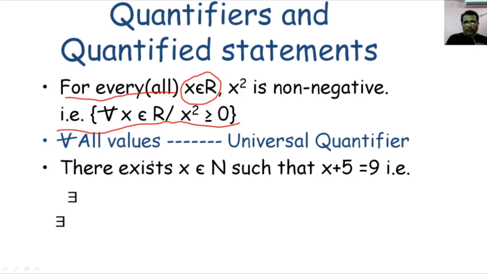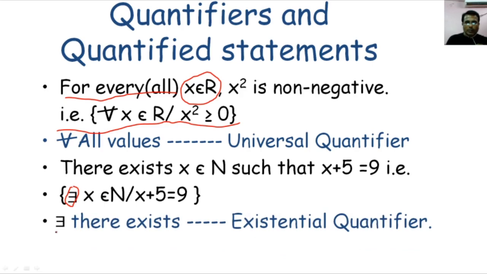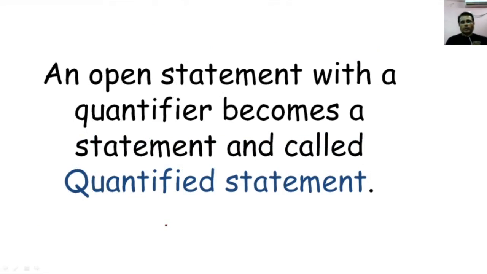Next concept is the existential quantifier, and that is: there exists x belongs to N such that x plus 5 is equal to 9. We know that here at least one value is there, 4, for which 4 plus 5 equals 9. So at least one value is there. So there exist limited values in the set, that's why it is called the existential quantifier. It is denoted by there exists. So there are two types of quantifiers.